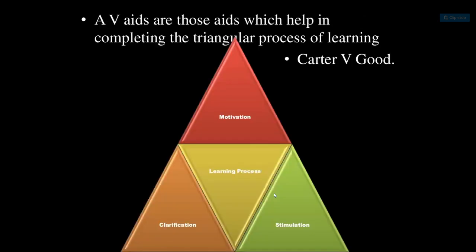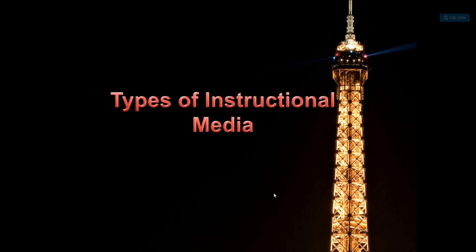Next, AV aids are those aids which help in completing the triangular process of learning, because AV aids stimulate the learner to learn in the learning process. Then the learner is motivated, and every doubt is clarified at the time of the lecture. Okay, then types of instructional media.